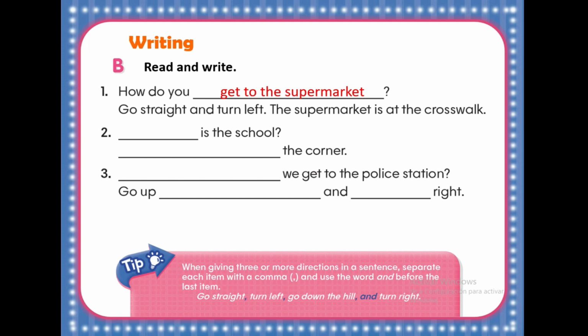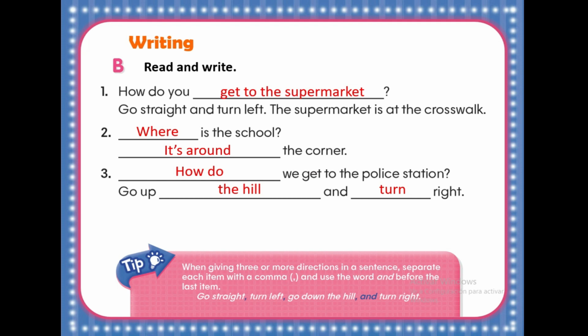Number 2. ¿Qué palabrita me hace falta acá? Where. Where is the school? ¿Dónde está el colegio, la escuela? And it's around the corner. Number 3. How do we get to the police station? Go up the hill and... ¿Qué palabrita me hace falta acá? Turn. And turn right. Good job.